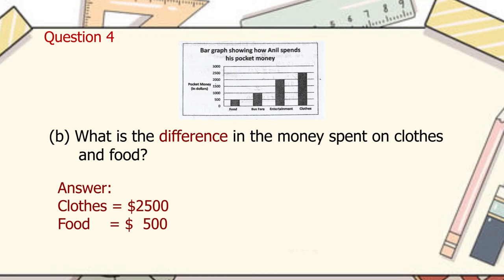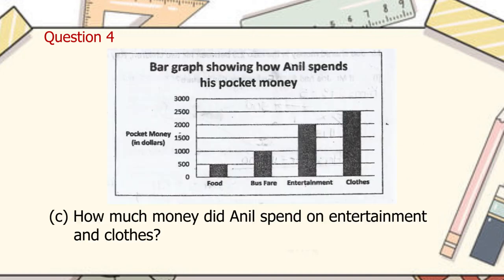Yes, the signal word is difference. In mathematics, difference tells us that we must minus, subtract, take away, decrease, or reduce. So we will subtract the amount of money Anil spent on food from the amount that he spent on clothes. When we subtract $500 from $2,500, we have a difference of $2,000. Therefore, the difference in money spent on clothes and food is $2,000.